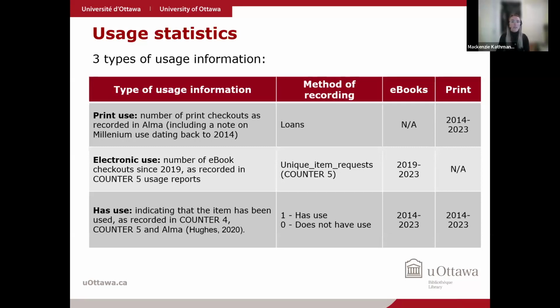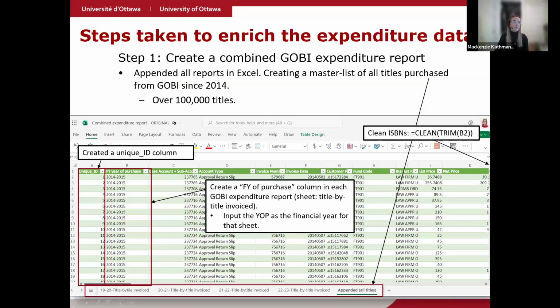I also recorded a 1 for the use based on ALMA and Counter 5 data, meaning that in this column of the final report, all ebooks and print books purchased from GOBI since 2014 have a 1 recorded if they've been used, regardless of how many times, and a 0 if they've not been used. So as you can imagine, depending on what you're trying to do, you may want to look at the number of uses and filter for purchases since 2019, or you may want a longer picture and simply analyze whether items purchased since 2014 have or have not been used. I think both options have their use cases and are valid in their own ways.